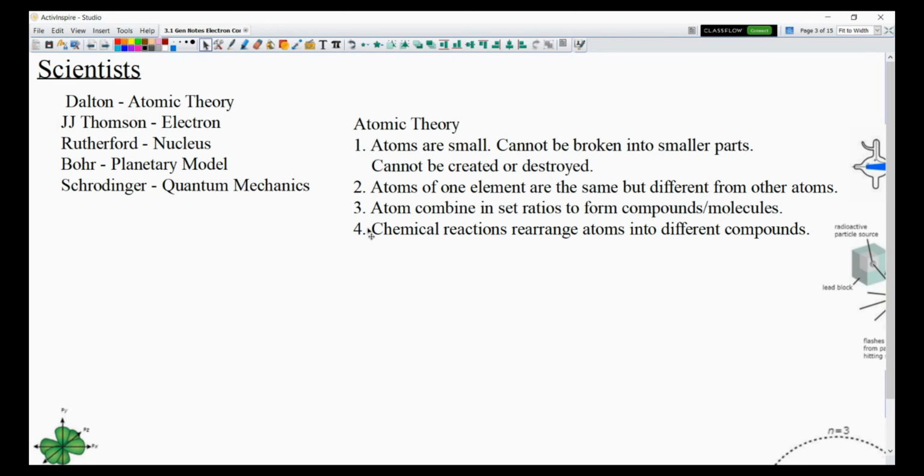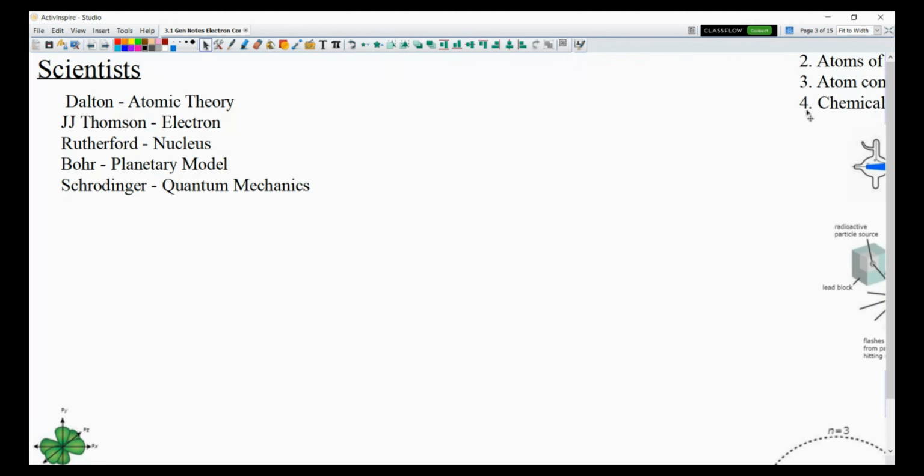His second statement said that atoms of one element are the same, like all carbon atoms are going to be exactly the same, but different atoms are made up of different amounts of particles. So all carbon atoms are the same, but they're different, say, than nitrogen atoms. The third statement is that atoms combine in set ratios to form compounds and molecules. And the fourth statement is chemical reactions break down and rearrange atoms to form different compounds. This was a big deal back in the 1800s coming up with this. It was very leading edge.